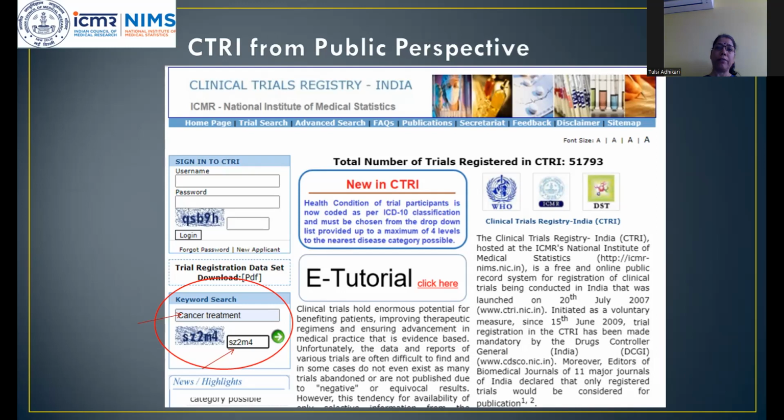And for the common public also, we have trial search options. For example, someone who wants to do some research, or a common man or a patient who wants to search for trials that are registered. They can do it from there. We have three options. One is the key search option. You can write anything here, like cancer treatment. Then you can search, or we have the trial search option, and then we have the advanced search option also.